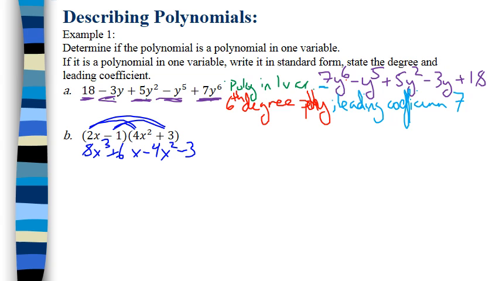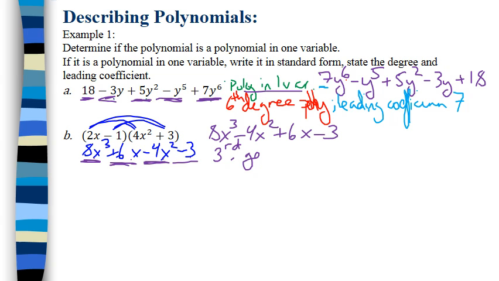And then to write that in standard form, we notice it has all x's or a constant, so it is a polynomial in one variable. And to write it in standard form, the highest degree is 8x cubed, and the next one down, minus 4x squared, and then plus 6x, and minus 3. So it is a third degree polynomial, and its leading coefficient is 8.